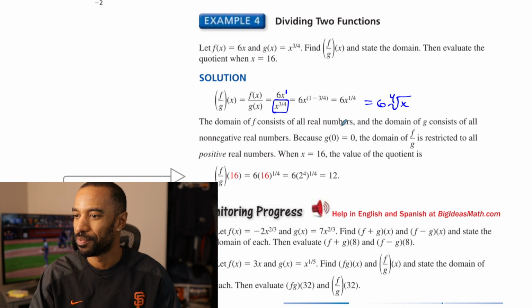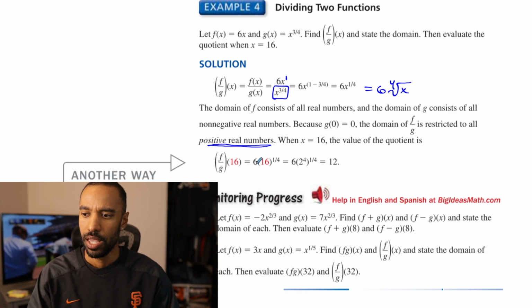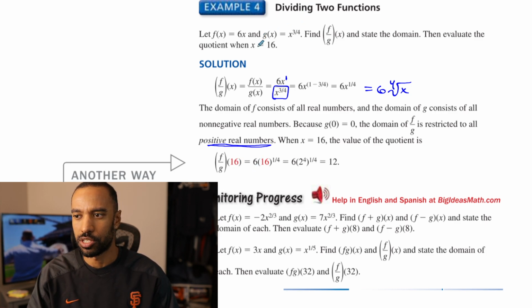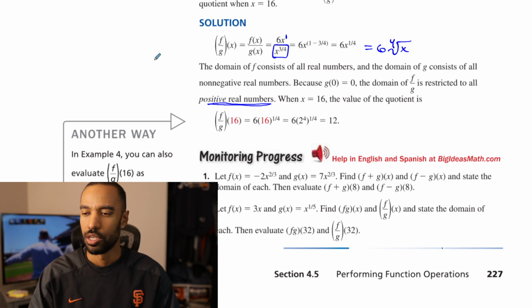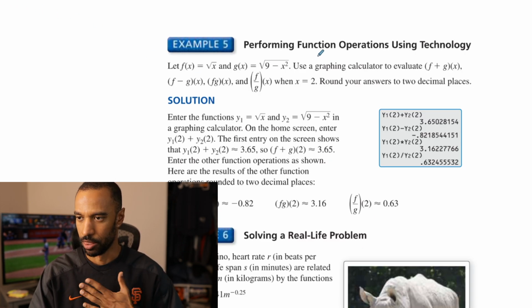Let's see how they wrote it. The domain is restricted to all positive real numbers. So there's your domain. I'm going to write them as inequalities. So anyway, you substitute 16 as requested for this question here. 4th root of 16 is 2. 6 times 2 is 12. So very straightforward examples as a whole. We just got to make sure to identify the domain.